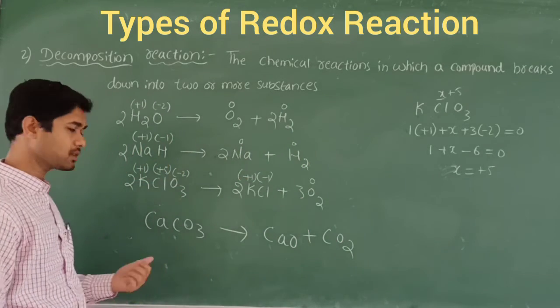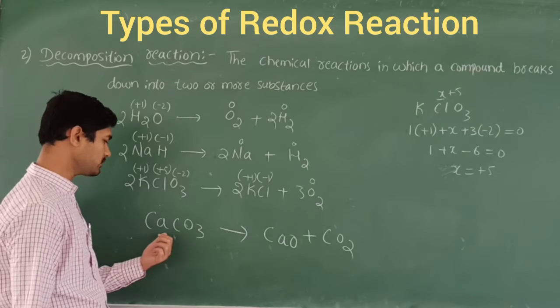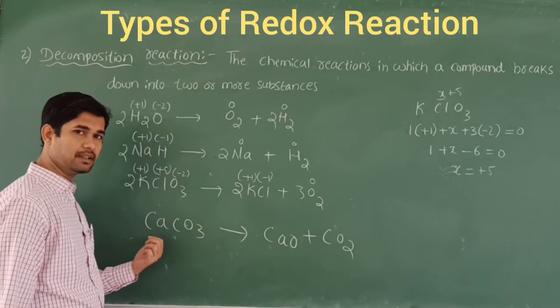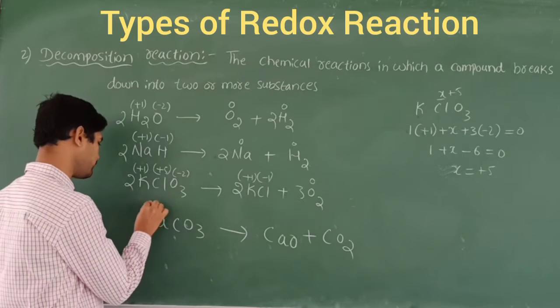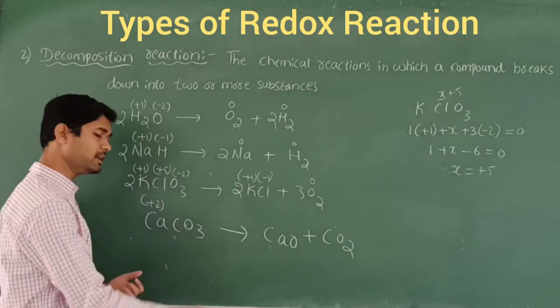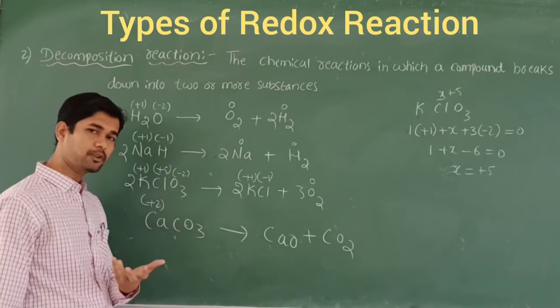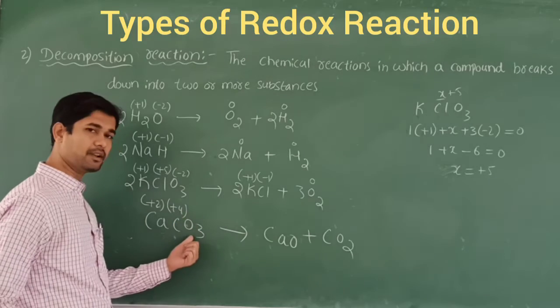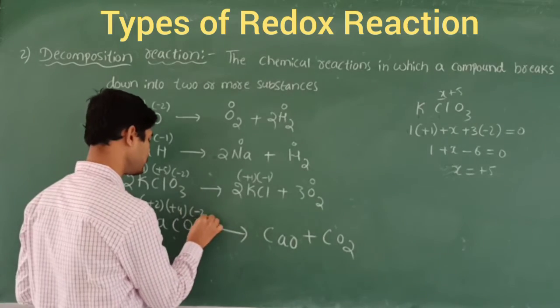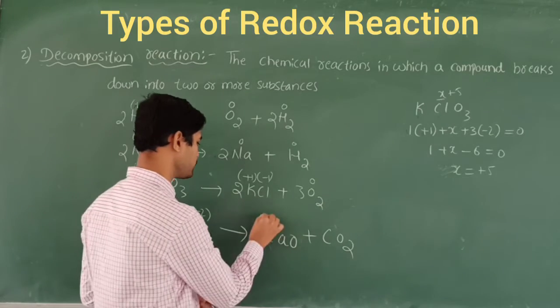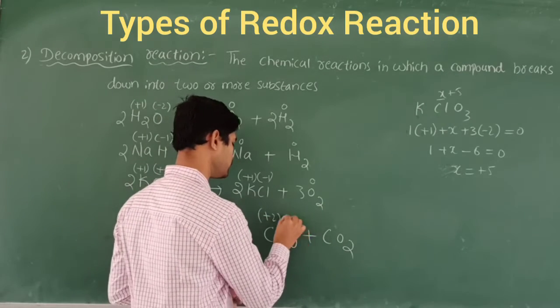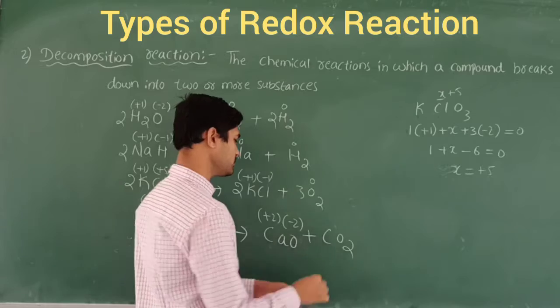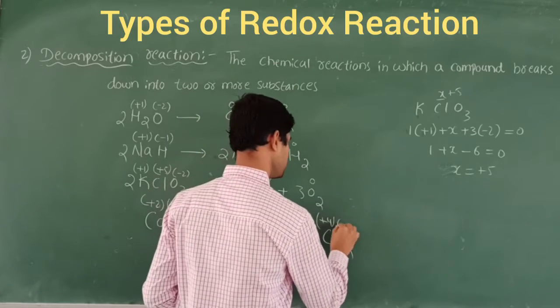So let's set up the oxidation numbers over here. Calcium comes under the alkaline earth metals. Therefore the oxidation number will be +2. What about this carbon? You know very well, that should be +4. What about this oxygen? It should be -2. So here calcium is +2, oxygen is -2, and carbon is +4 as well as this oxygen is -2.